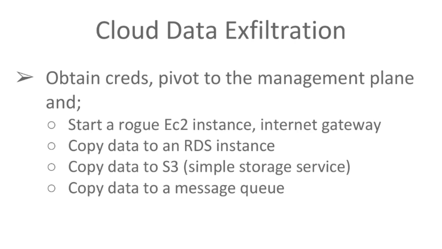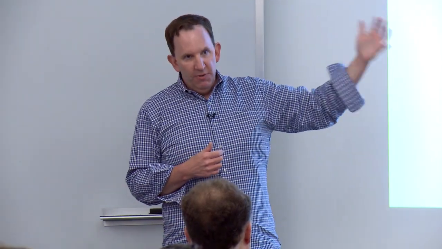Another case is, if you think about how many ways there are to try to get data out, well, we could do an ETL to an RDS instance of ours. We could do a file copy to S3 or to an S3 bucket that belongs to us. Or we could use a message queue, and there's any number of other methods.